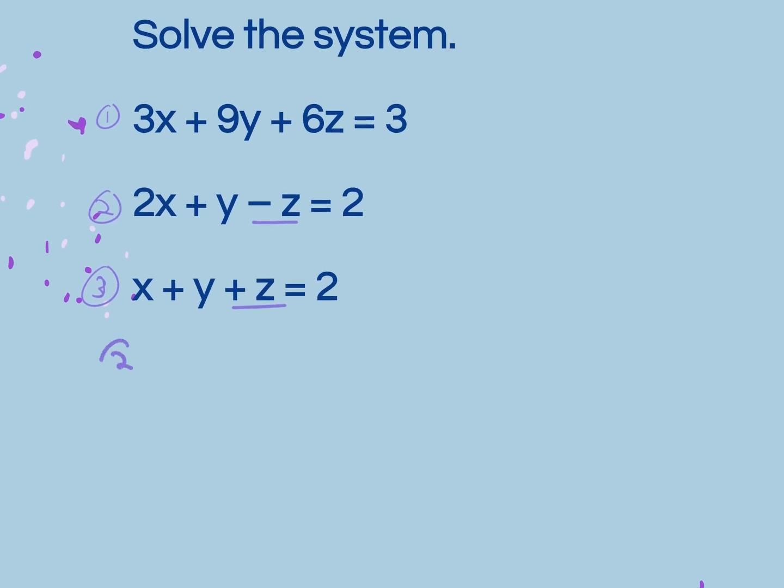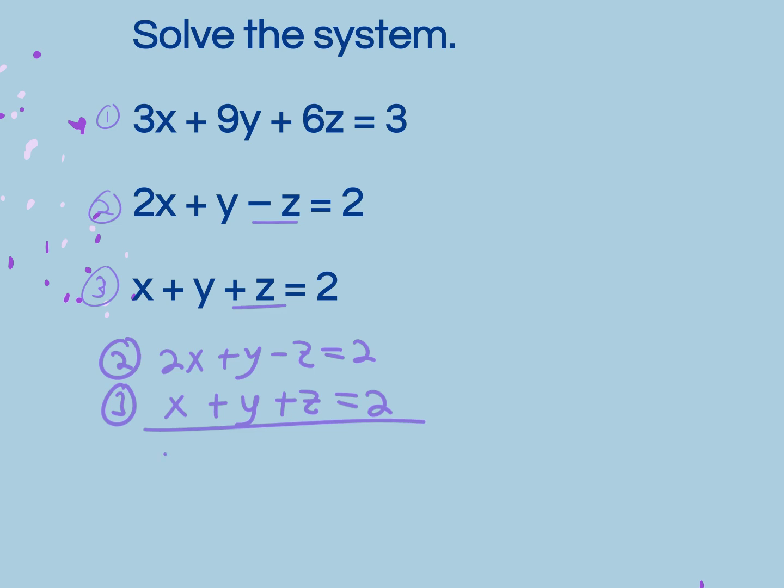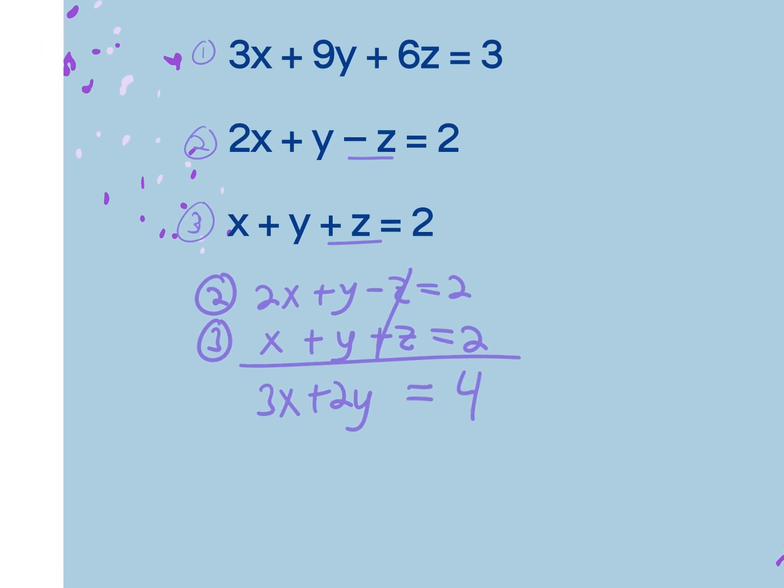Okay, so then let's combine. The first thing we should do is 2 and 3. You should always start with the easiest one, right? So we get 2x plus y minus z equals 2, and then we have an x plus y plus z equals 2. So 2x plus x is going to get you 3x, y plus y is 2y. Z and z cancel out. And this is going to equal 4.